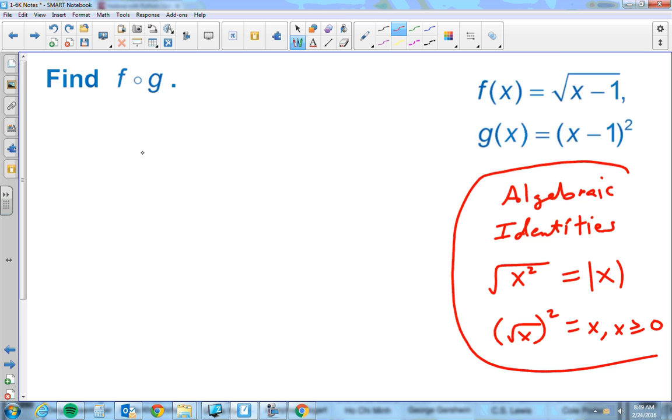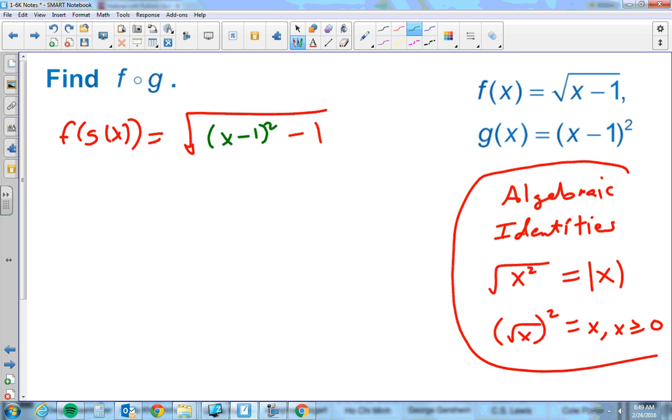So, let's try this one. I'm supposed to do f of g. F composed with g. So f is on the outside, and then g goes in here in place of x. Now, you have to try to simplify these things. First, you cannot just cancel square root as it is. Let's simplify the radicand. This part becomes x squared minus 2x plus 1. Then you have minus 1 in the end. And then that's just x squared minus 2x because the 1's zero out.